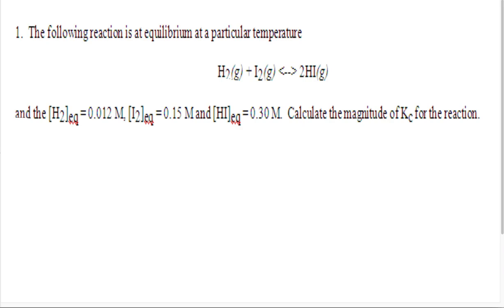given all of these equilibrium concentrations. In order for us to calculate an equilibrium constant, we have to have the concentrations at equilibrium, not initial concentrations, equilibrium concentrations. So that makes this a simple problem.